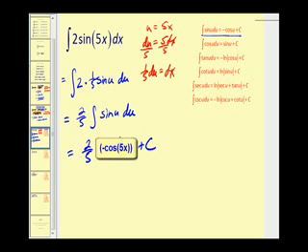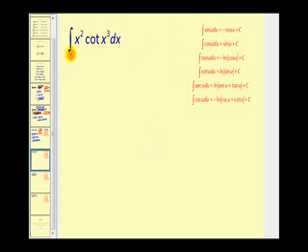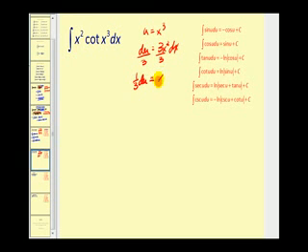Let's go ahead and try another one. Here we have the indefinite integral of x squared cotangent x cubed. Since we've already covered basic u substitution, if we let u equal x cubed, then du will equal 3x squared dx. Notice we have x squared dx. Let's go ahead and divide by 3 so we can say that 1/3 du is equal to x squared dx. So x squared dx is the same as 1/3 du, and x cubed is now just u.